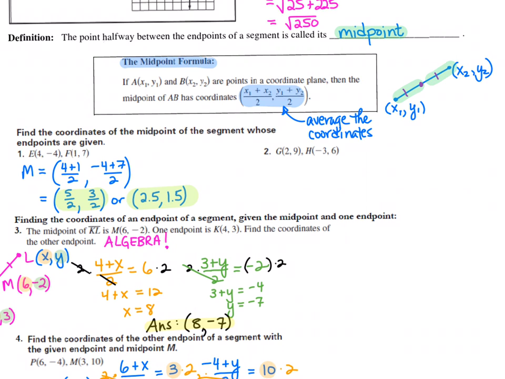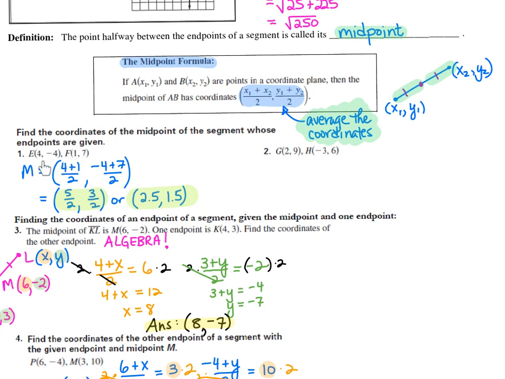And the way you would find its location is to average the coordinates. So whatever the x-coordinates are, we're going to add the x-coordinates together and divide it by 2. That's averaging the x's. And then add the y's together and divide by 2. That's averaging the y's. So we're not finding a distance, we're finding the location, which is halfway between the two endpoints of the segment.